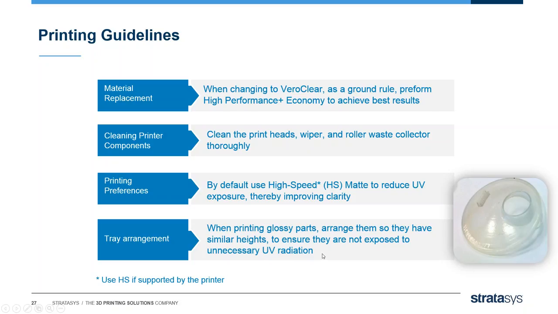What does it mean? It means if you have high parts in Z, please put your tall parts in one job, and if you have smaller, flat parts, make a second job with the flat parts to make sure they are not exposed to more UV than necessary while printing the high parts in Z and finishing that job. So this is very important to have the parts as transparent as possible.